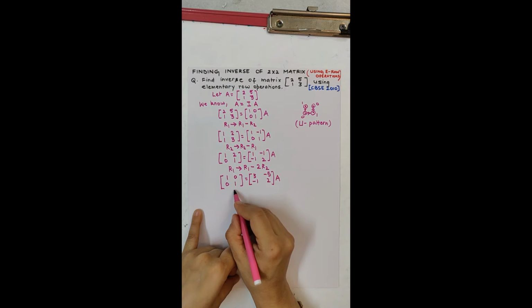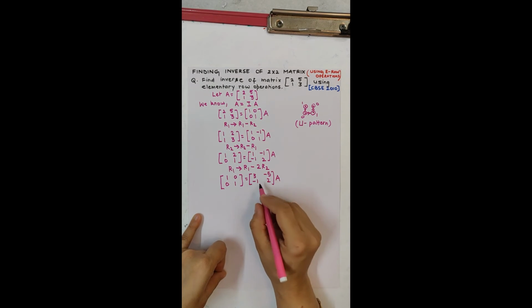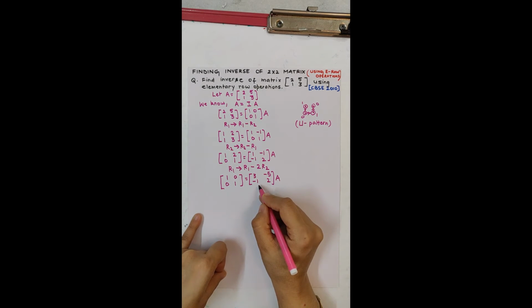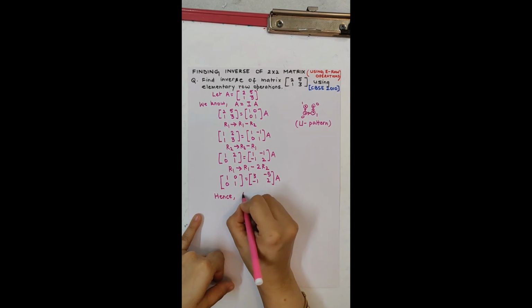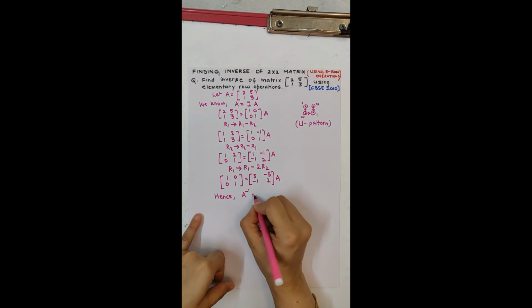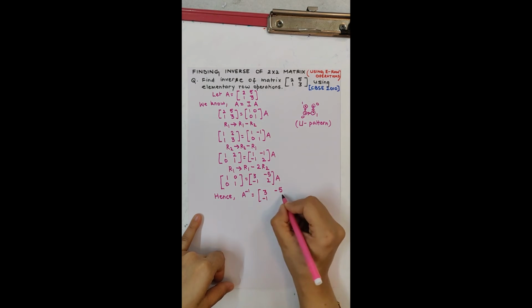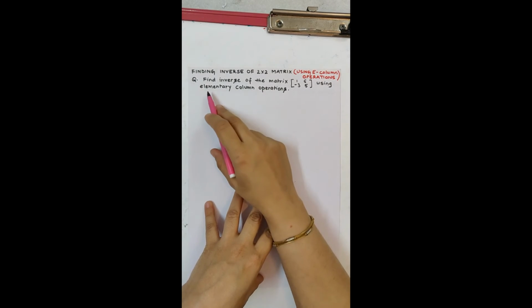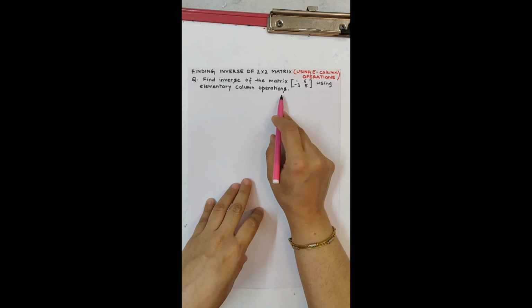Now we have achieved the identity matrix here, which means that the matrix the identity matrix has been converted to gives me the A inverse. So from here you will say that hence A inverse is equal to 3 minus 5 minus 1, 2. Wasn't this simple? Now here's another question which says find the inverse of this 2 cross 2 matrix using elementary column operation.